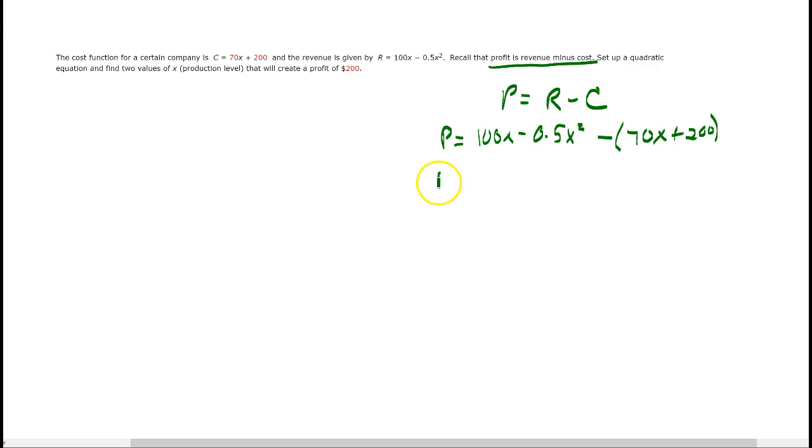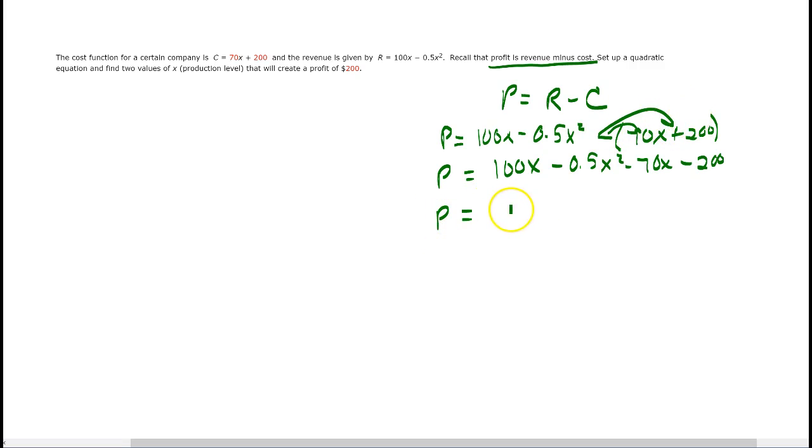And let's go ahead and simplify it. So that's 100x minus 0.5x squared minus 70x minus 200. So we just distributed that negative to both of these. Simplify that. I have negative 0.5x squared, and then 100 minus 70, which because it's 100x minus 70x, is 30x minus 200. So there's our profit function.